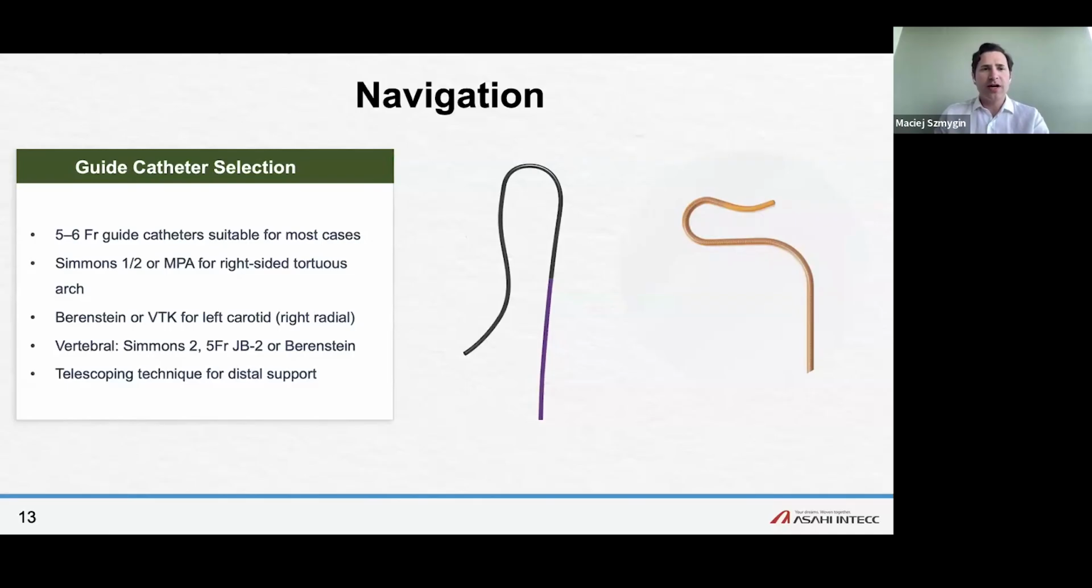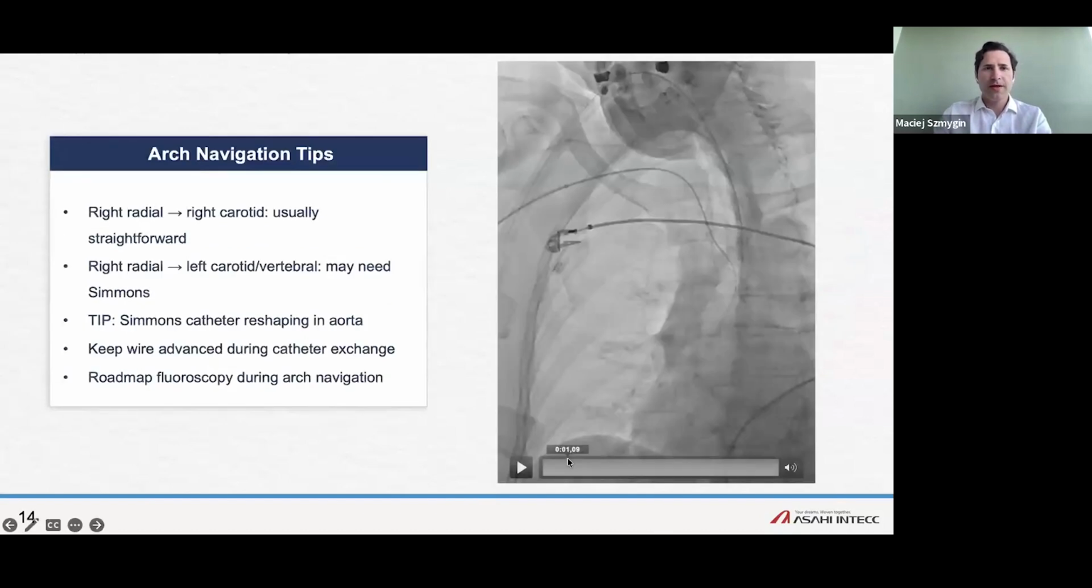In case we try to cannulate the vertebral artery, the left vertebral artery might be difficult, but the right vertebral artery is quite easy, so no problem with this. And of course, the telescope technique for distal support. And then we have to form our catheter, so to say, right?